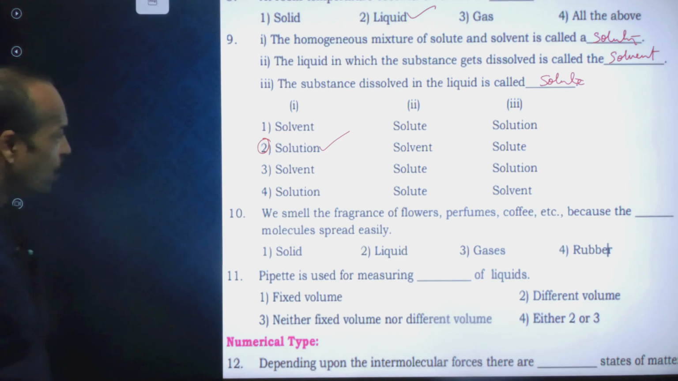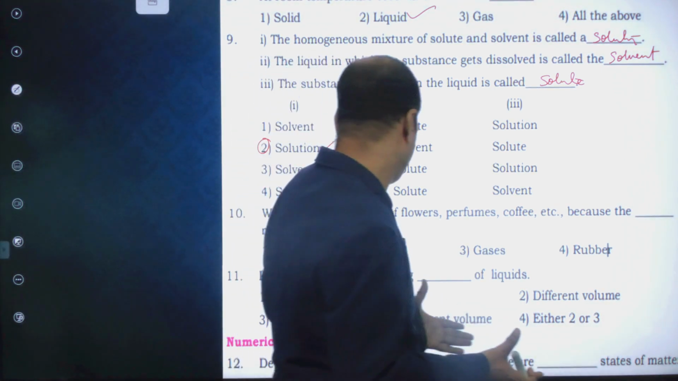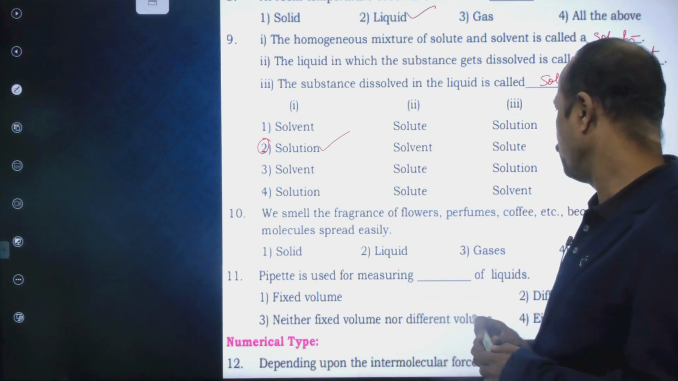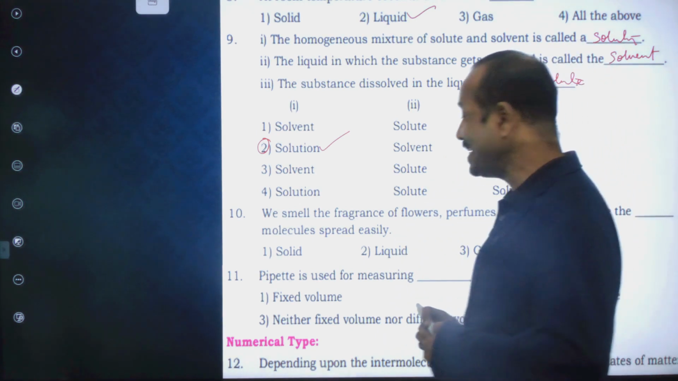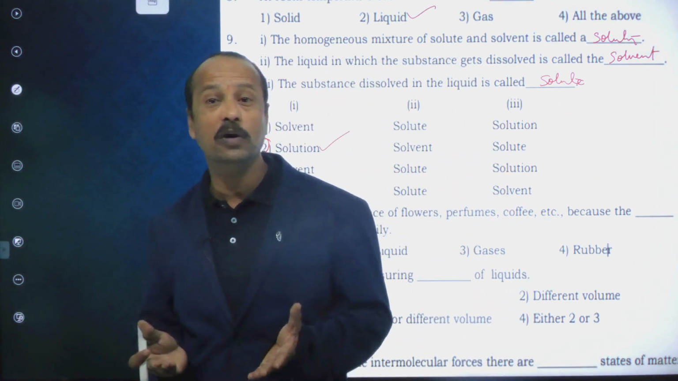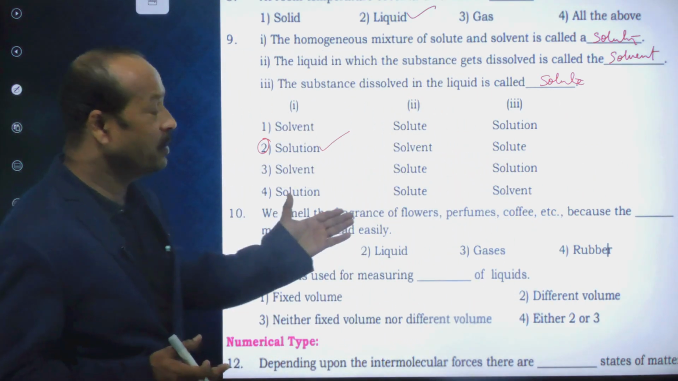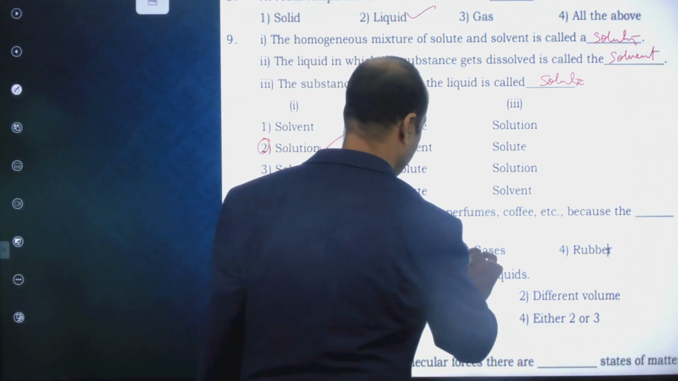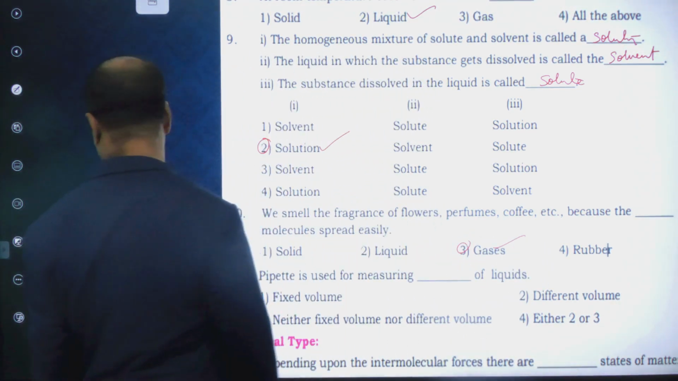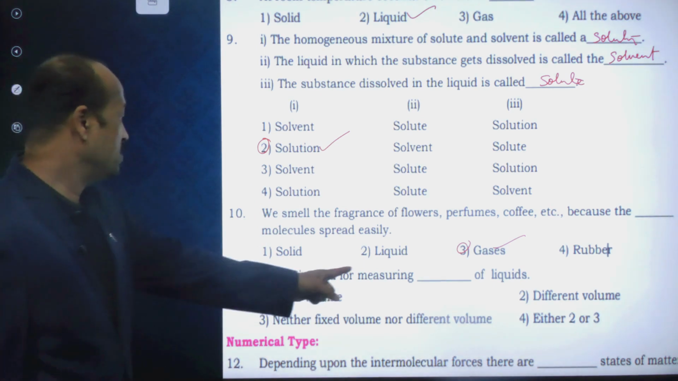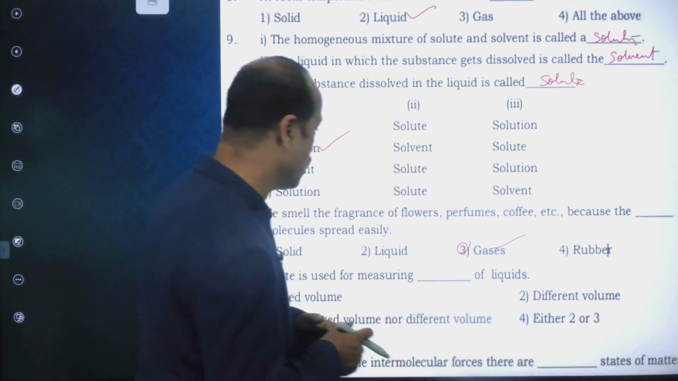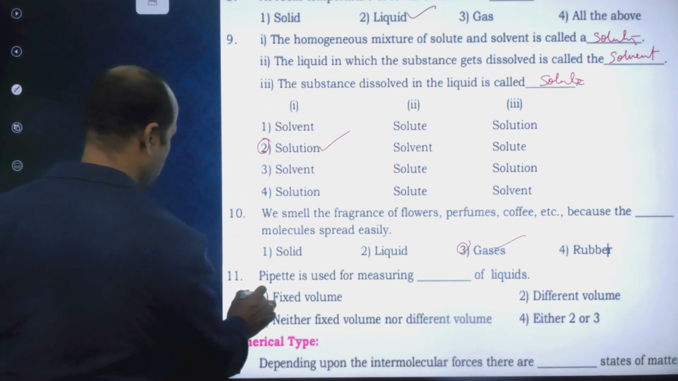Now next one, we smell the fragrance of the flowers, perfumes and the coffee etc. because the molecules spread easily. Of which molecules? Solid, liquid, gas? Gases. So gas is the right answer. Pipette is used to measure what? Pipette, just now we discussed. It is used to measure the fixed volume. The answer is 1.